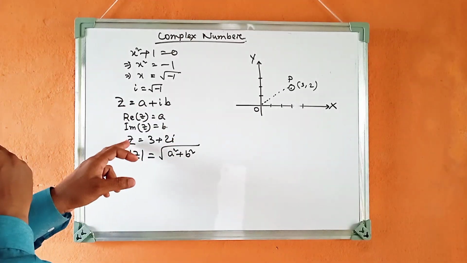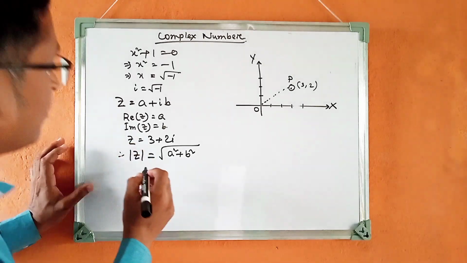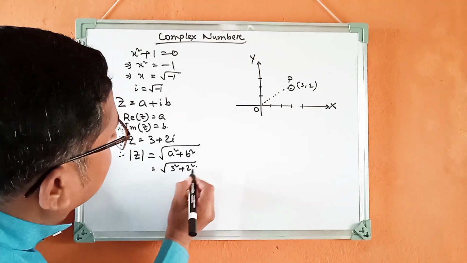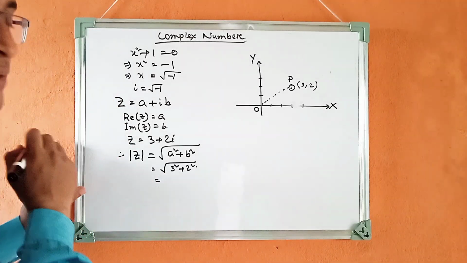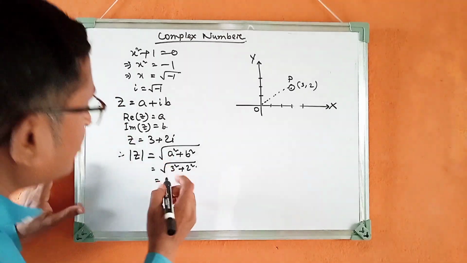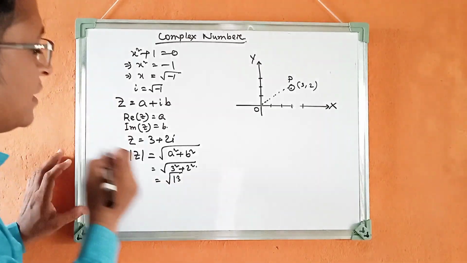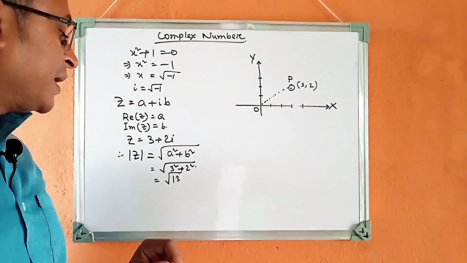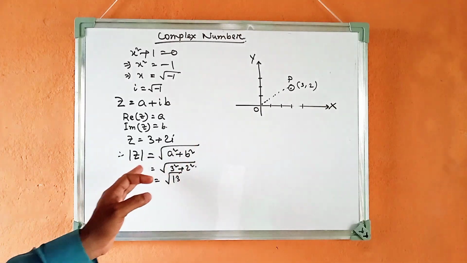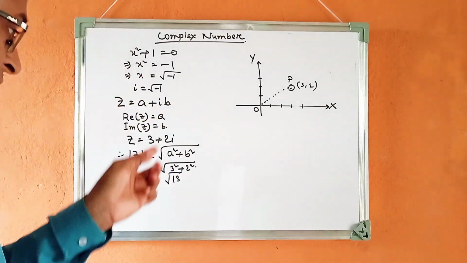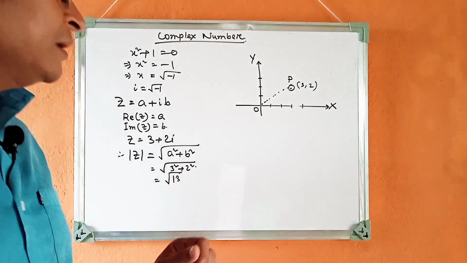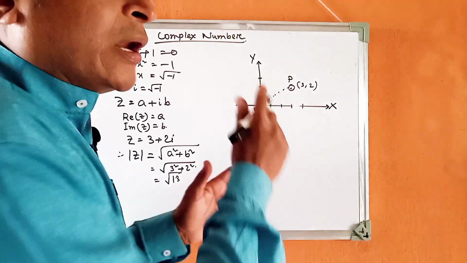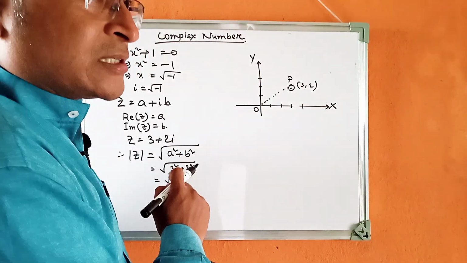Now in this equation, z equal to 3 plus 2i, so mod z equals root over of 3 square plus 2 square. What is the answer? 3 square means 9, 2 square means 4, so 9 plus 4 equals 13. So root over 13. The modulus of z, root over of a square plus b square, that is root over of 3 square plus 2 square, equals root over 13. Modulus means the distance of the point from the origin, that is OP. This is the modulus.